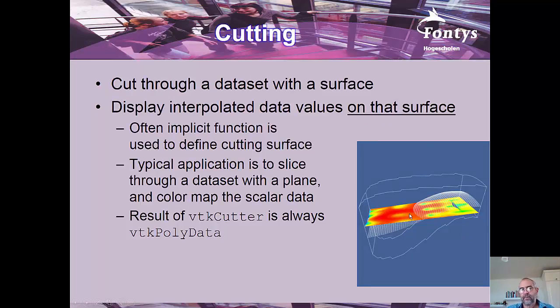So for cutting, here's an example of what it could look like. So we have a whole volume and we cut out only this part, the colored part, which is a plane, or we could also cut out this more curved part, depending on what kind of implicit function we use.